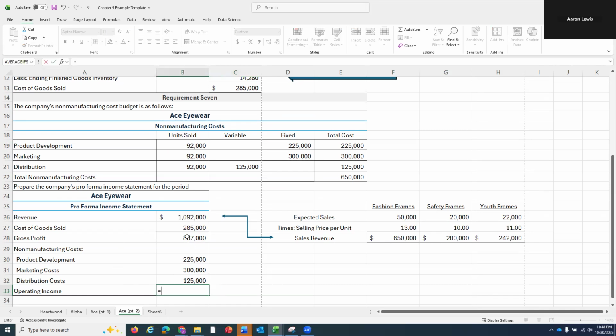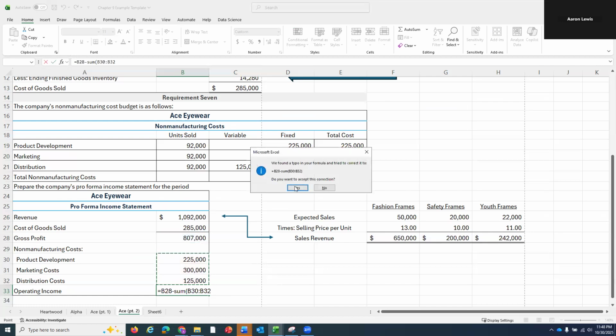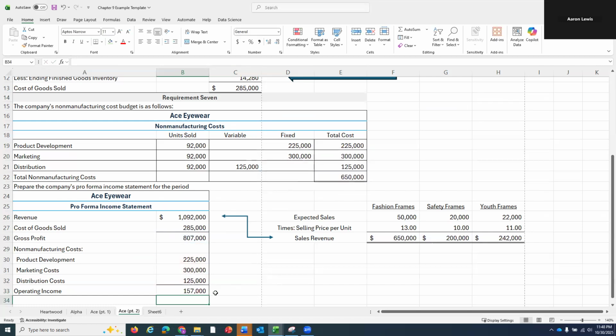So we'll have $807,000 to cover them, but we are going to have to pay the sum of these three numbers, 225,000 for product development, 300,000 for marketing, and 125,000 for distribution. That totals up to $650,000. So if we're paying $650,000 in total non-manufacturing costs out of the $807,000 in markup that we have, after we've accounted for both ends of operations, our product costs and our period costs, it's $157,000 in operating income that we are going to have remaining.